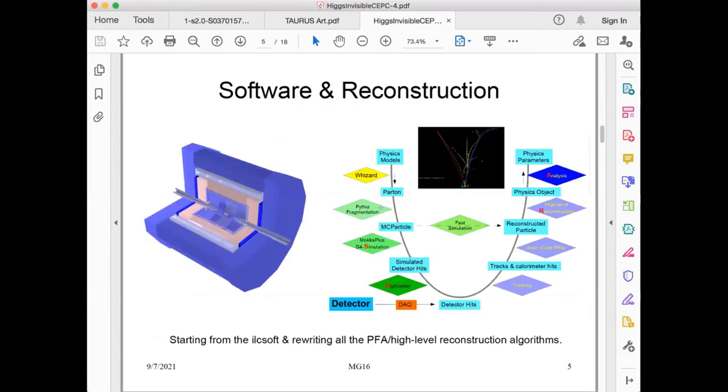To make the most of the physics out of this facility, we have dedicated detector and software development. Currently in our baseline design, the detector is designed following the so-called particle flow principle, which is to say that by using a very high granularity calorimeter system, we could, in principle, separate all the final state particles in a physics collision. And this gives you very intensive information about the event.